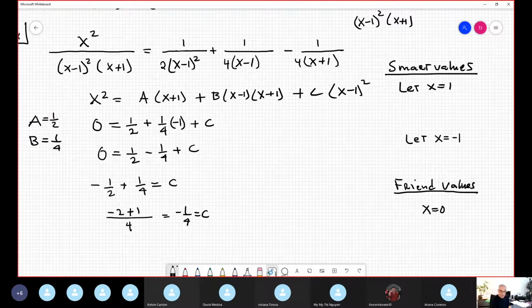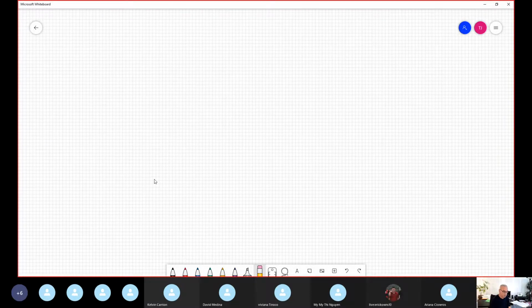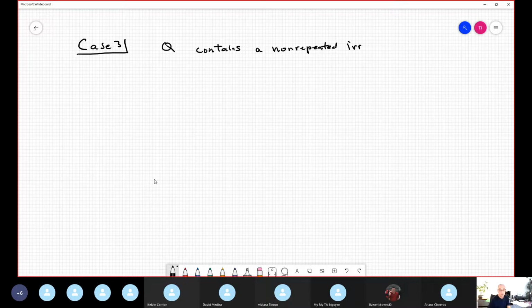Okay, let's move on to the last case, which is more complicated, right? You know, the last case is always complicated. The case in which you have case 3. Case 3 is when Q, which is the polynomial at the bottom, contains non-repeated, but not linear, rather irreducible quadratic factors.